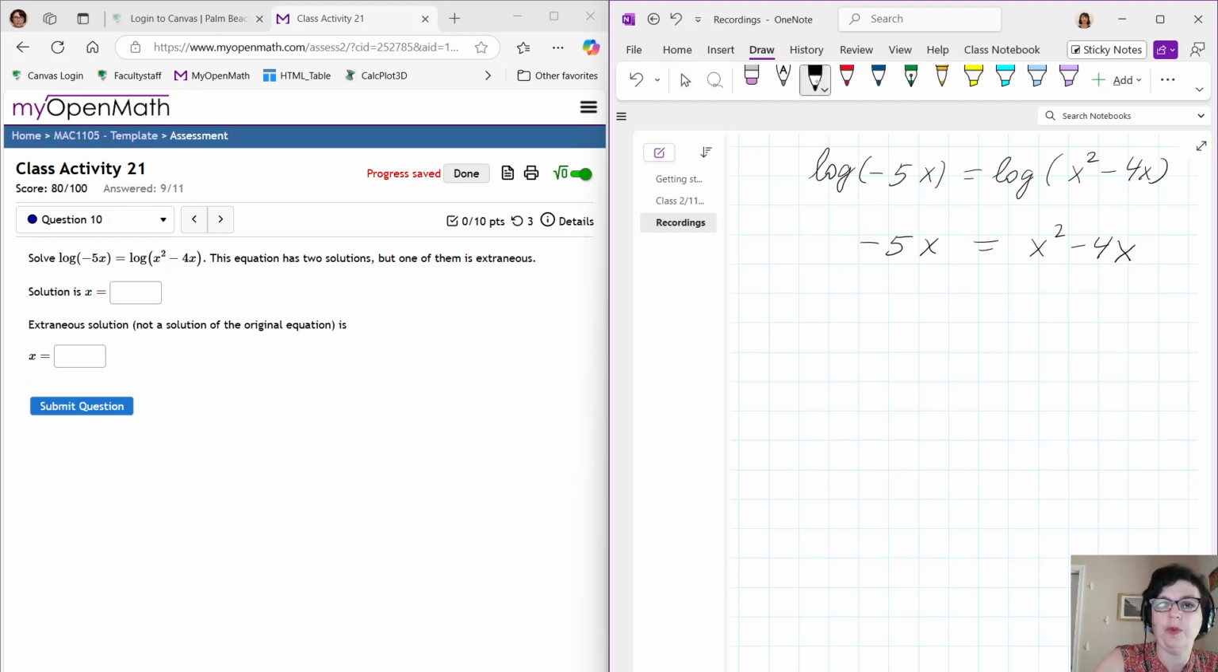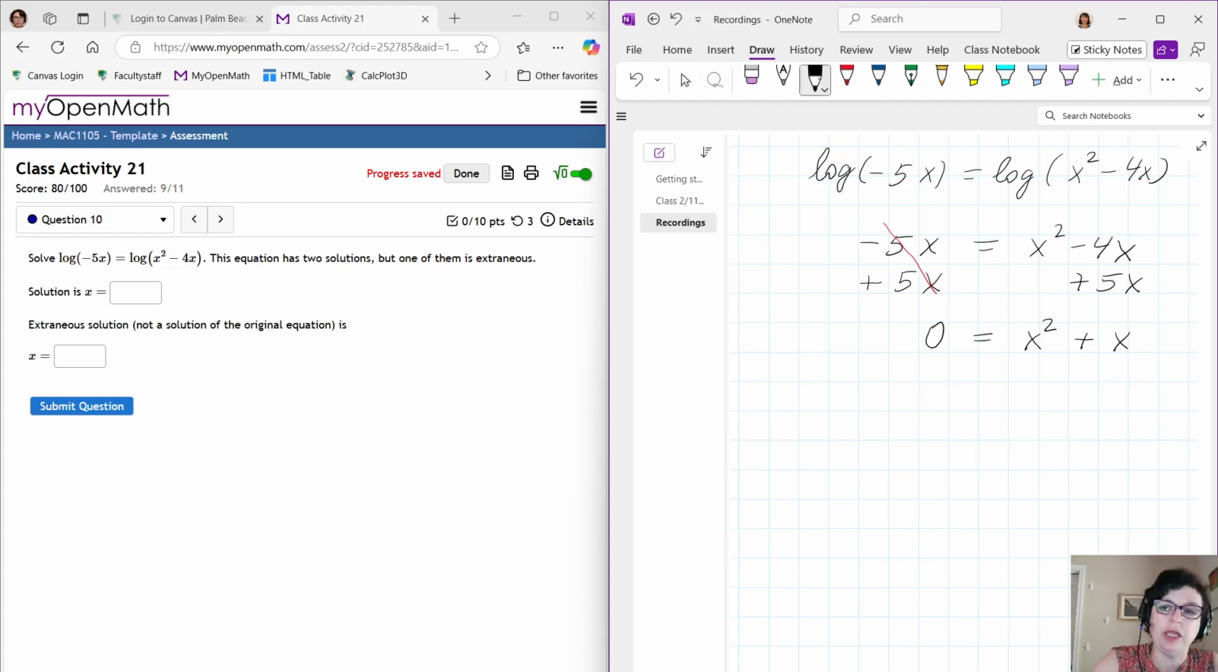Let's see. We will add 5x because we want all the variables on the right-hand side. So we're going to add 5x to both sides. That's going to cancel the negative 5x and positive 5x and just give us 0 on the left-hand side. And on the right-hand side, we will get x squared, and minus 4x plus 5x should be plus x. So how do you solve that?